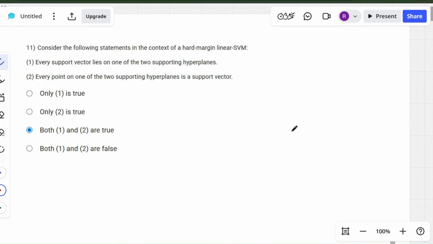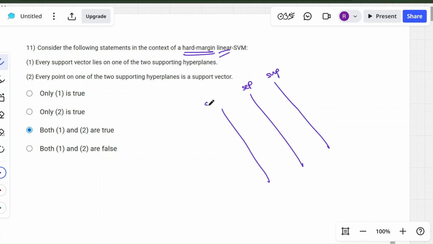Here we have a question on SVM. So what happens in hard margin SVM? In this question it talks about hard margin SVM. They are also mentioning linear SVM, because there are other SVMs also. So this is the separating hyperplane, and then there are two supporting hyperplanes.